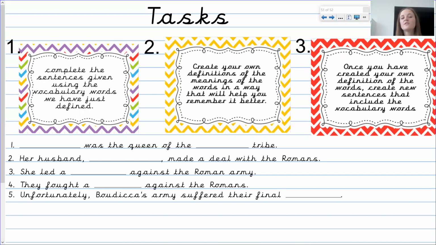Then create your own definition of the meanings of the words in a way that will help you remember them better. And once you have created your own definitions of the words, create new sentences that include your vocabulary words. And that should be 10 new sentences for each one of the words. Don't forget to share your work with us on Tapestry. We would really love to see your work. Please make sure that it is uploaded by 4 o'clock this afternoon.